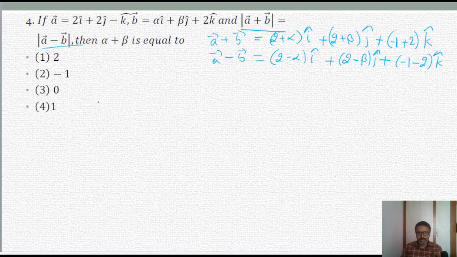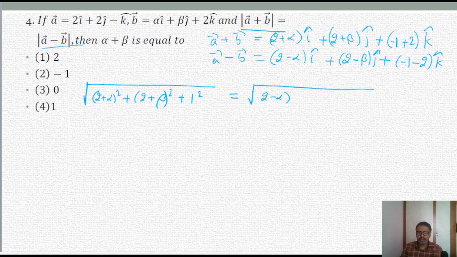Let us take the magnitude of these two. We know magnitude of any vector is square root of x square plus y square plus z square, so we'll directly go with the magnitude here. So magnitude of the first vector A plus B is given by 2 plus alpha whole square, 2 plus beta whole square, plus 1 square. They have given it is equal to magnitude of A minus B, that is 2 minus alpha whole square plus 2 minus beta whole square plus 9. Correct. This is minus 3 whole square, that will be 9.